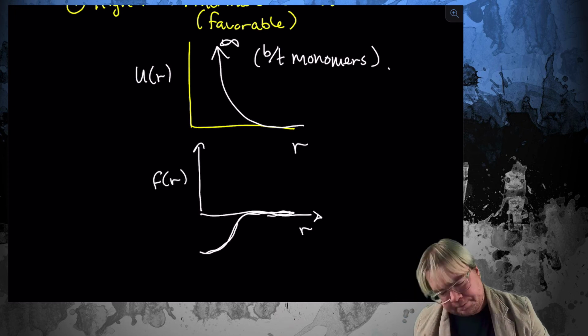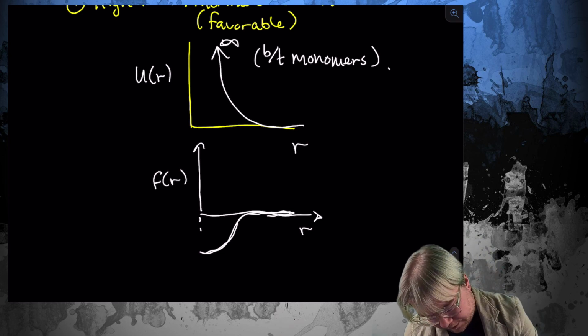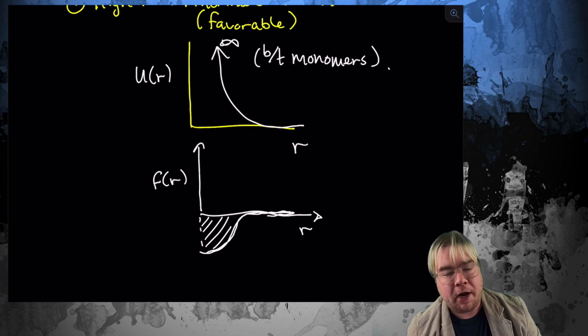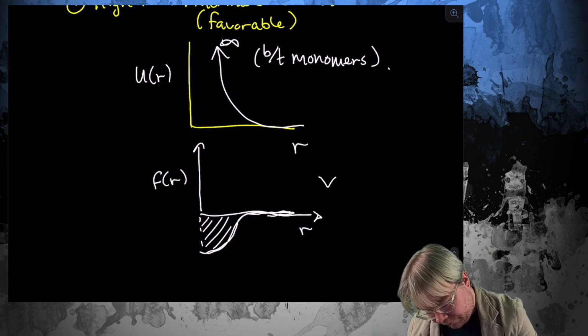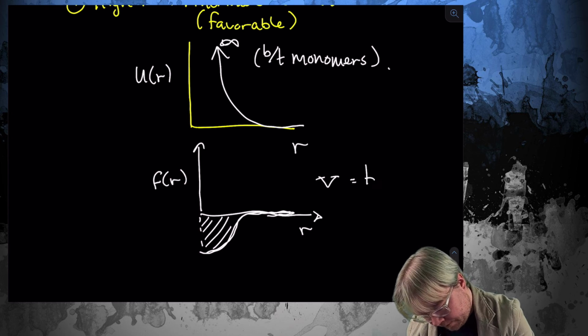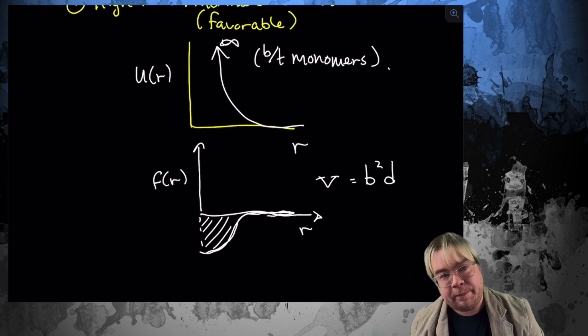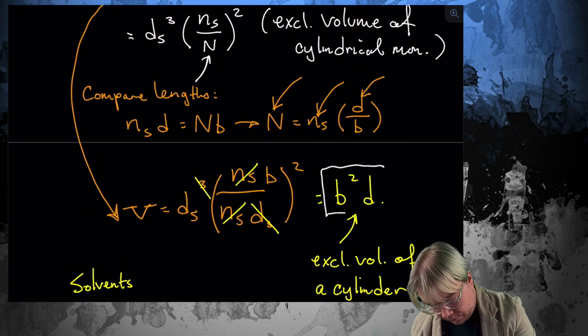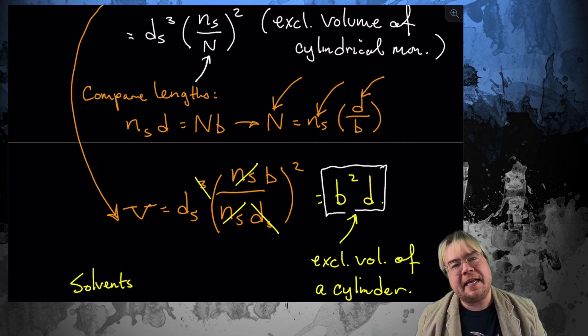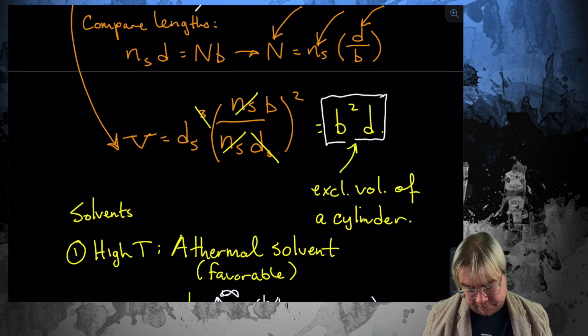then it would look like this, where this part here is less than 0. So your excluded volume is going to be positive, and it's going to be the largest value that's possible. So in this case, the excluded volume will be B squared D, right? For this reason up here. We're going to say that's the maximum excluded volume that you can have.